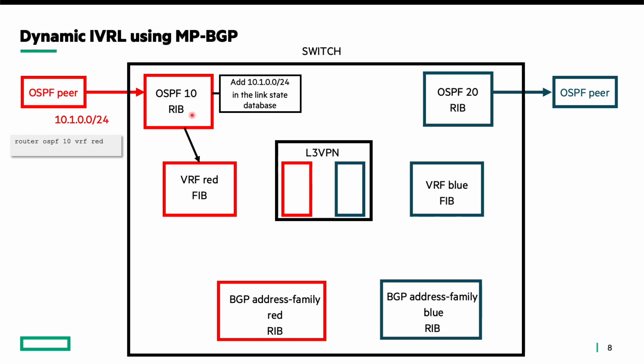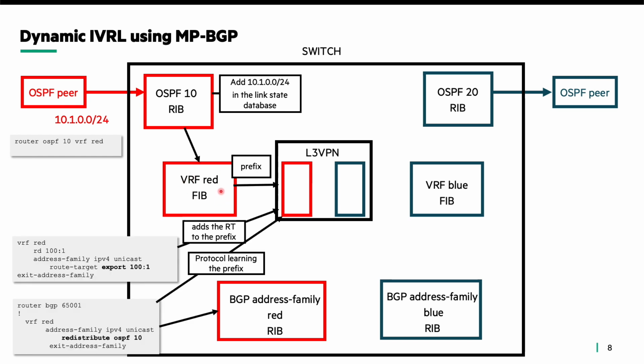Since this route is only known by this protocol, it will be installed in the VRF white forwarding information base. Now, what we need to do in the VRF white is, we have the route distinguishers, and in the address family, you will also configure a route target. We'll see the concept of RD and RT just after. And this command will add the route target to the prefix to a table.